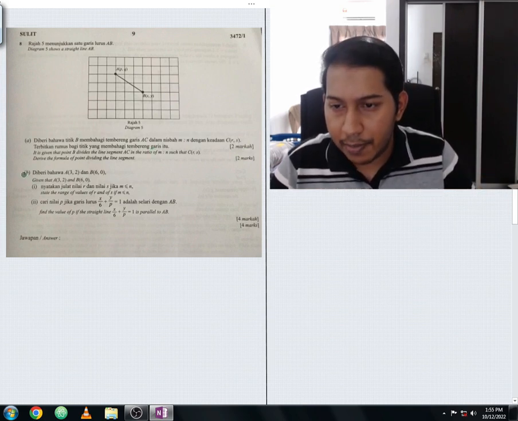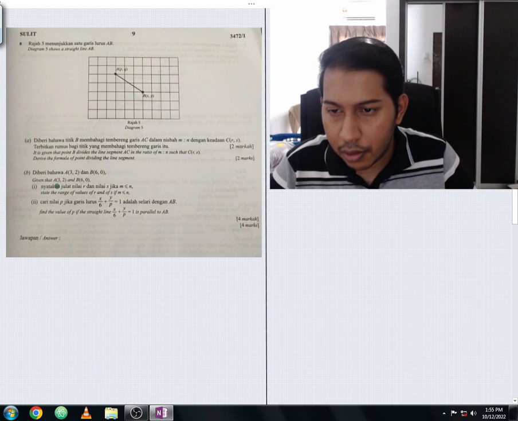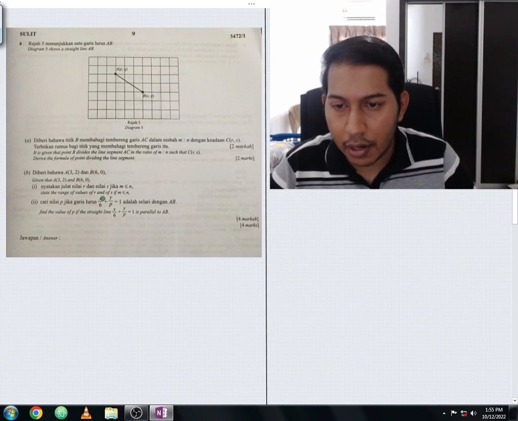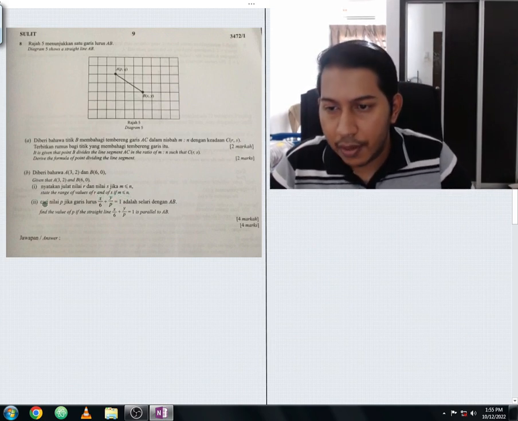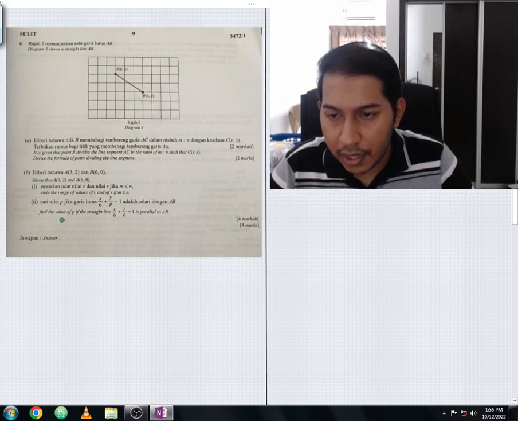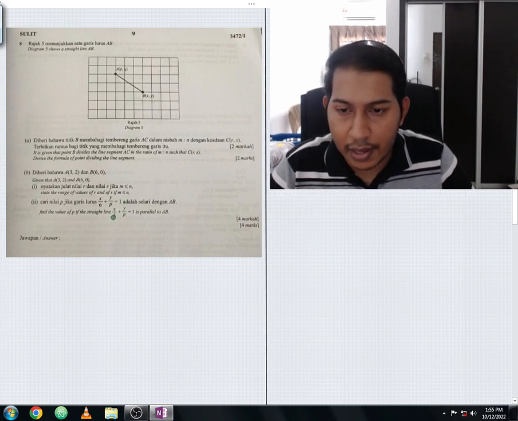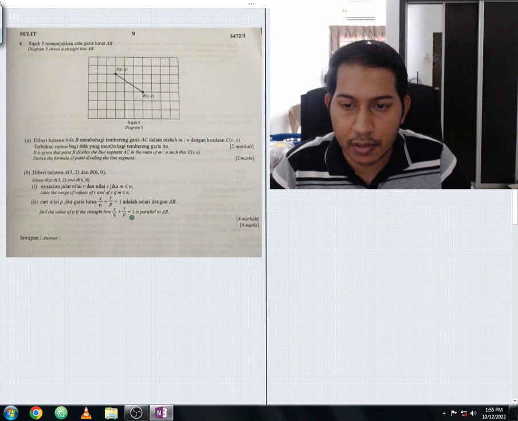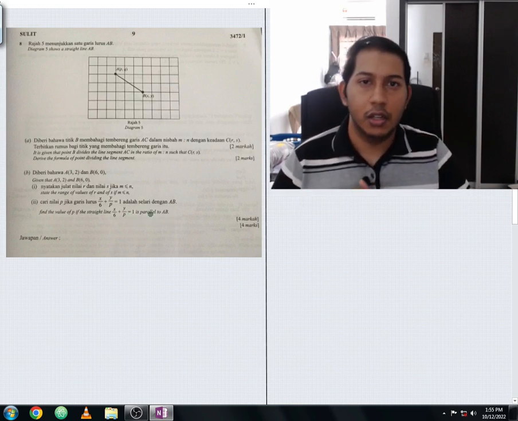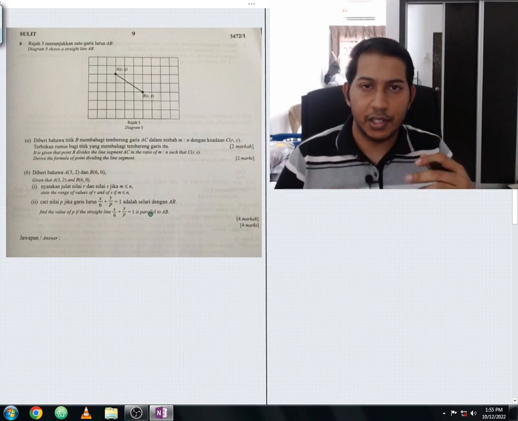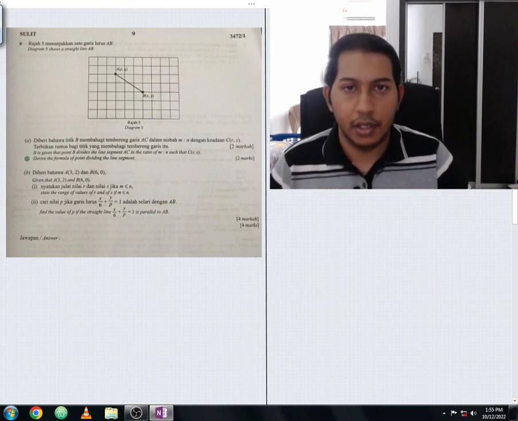For the question part B, given that A is (3, 2) and B has coordinates (6, 0), state the range of values of R and of S if m is less than or equal to n. For the question part B 2, find the values of P if the straight line x/6 plus y/P equals 1 is parallel to AB. So this is the overall question. Okay, so let us begin our discussion for question 8 part A now.